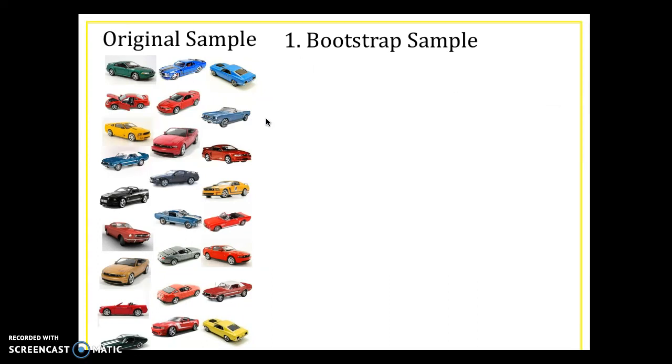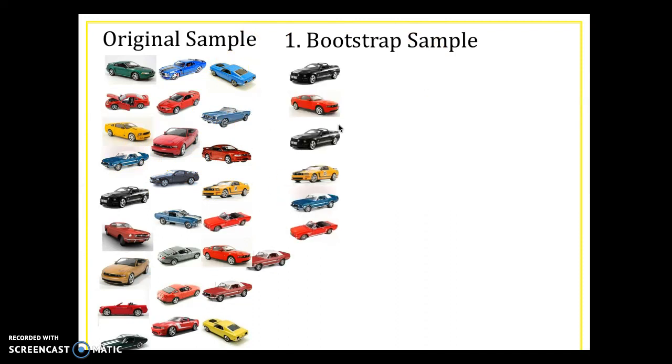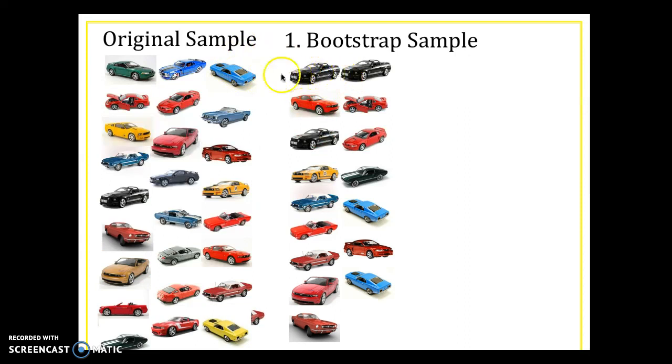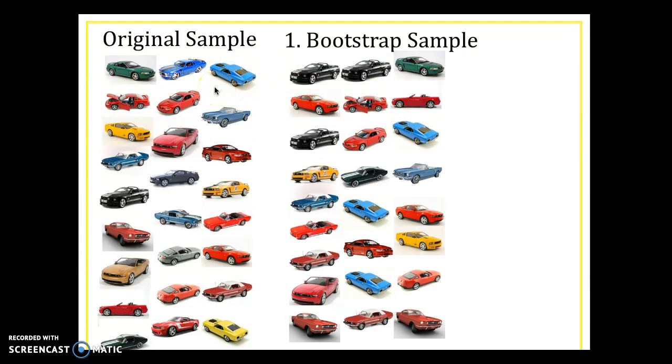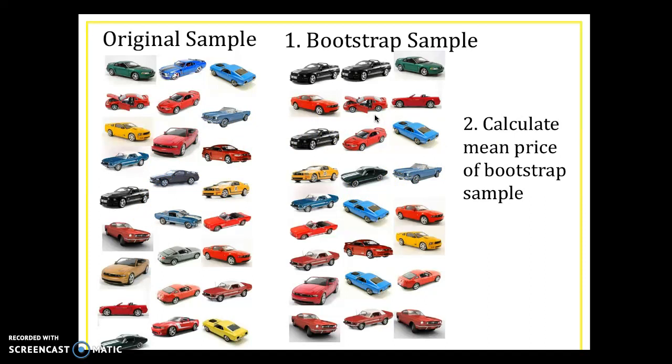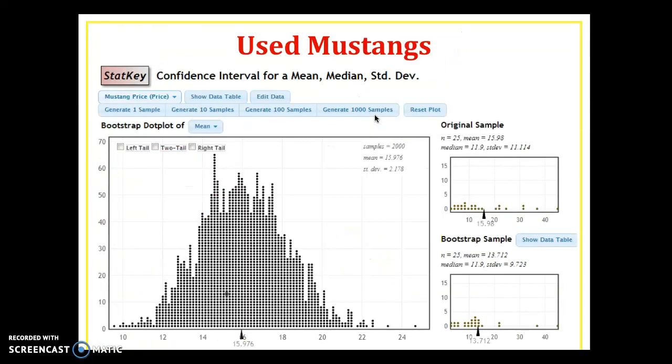So to get a visual of what we're doing, we've got the original sample right here. To create one bootstrap sample, we're going to pull one car from the sample, but then we're going to put it back, reshuffle, pick again. So notice we get the same car twice, but the sampling has to be the same size, and it can only include data points from the original sample. So we got one bootstrap sample. We can calculate the mean price of this new bootstrap sample and repeat many, many, many times.